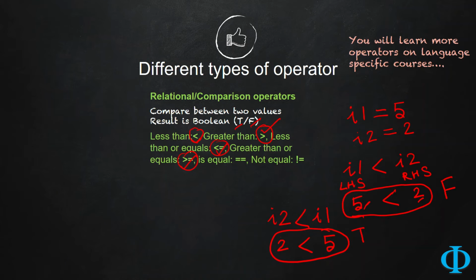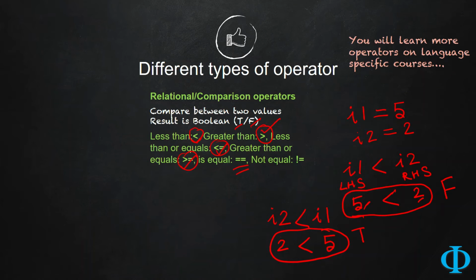Now in programming, there are two more operators other than less than, greater than, less than or equals, and greater than or equals. The first one is this equals equals, or double equals symbol. In most programming languages, the double equals symbol checks for equality between the value of the left hand side operand and the value of the right hand side operand. And if both the values are equal, then it returns true.